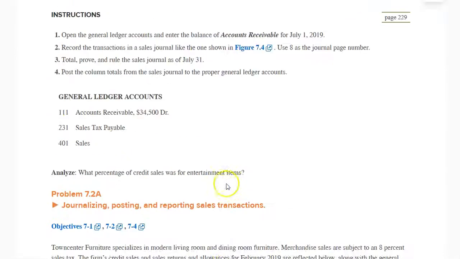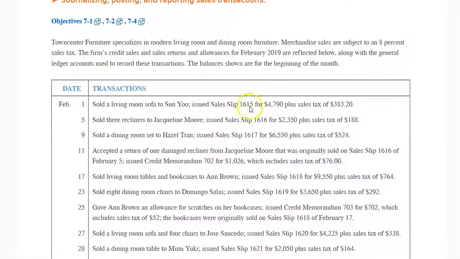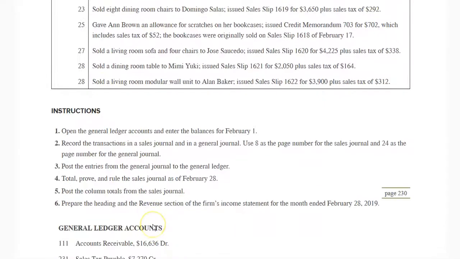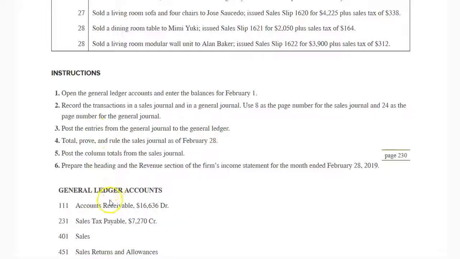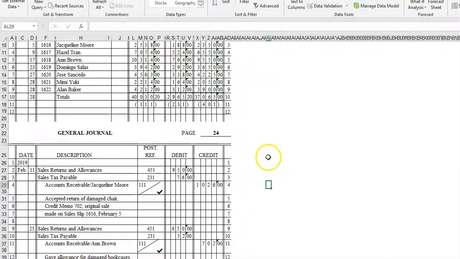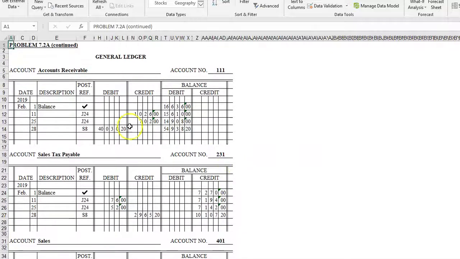Okay, let's look at 7.2. You can always stop the video, go back and fill in those appropriate answers. 7.2, another sales journal, posting everything into the sales journal. First thing you do again, open the general ledger accounts. I believe they gave us the amount. And that's the accounts receivable, $16,636. So if I go to 7.2a, I am going to go to, actually, the second page of it. I'm going to go to the accounts receivable.